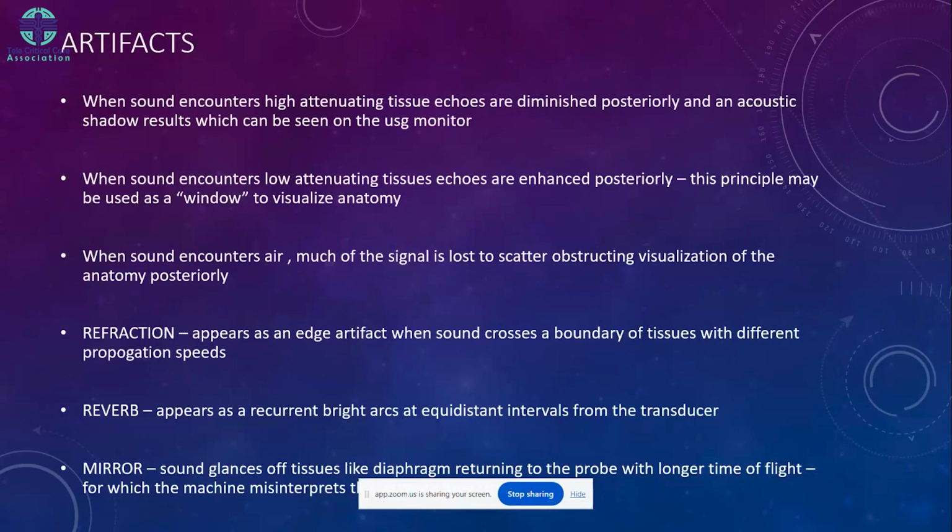Now, there are three other phenomena. One is called refraction, which appears at the edge of an artifact when the sound crosses a boundary between tissues with different propagation speeds. There can be reverberations, which appear as bright arcs at equidistant intervals from the transducer. And a mirror effect, which is when the sound glances off tissues, like the diaphragm, returning to the probe with a longer time of flight, for which the machine misinterprets this as more liver tissue.